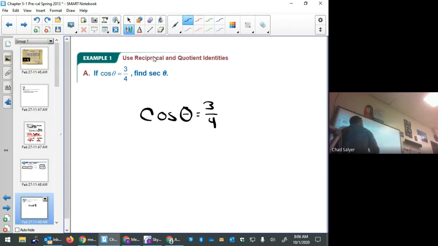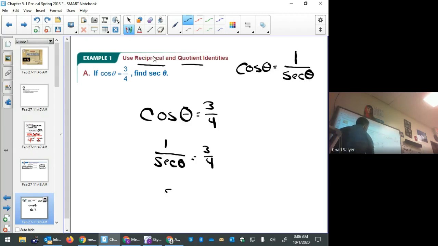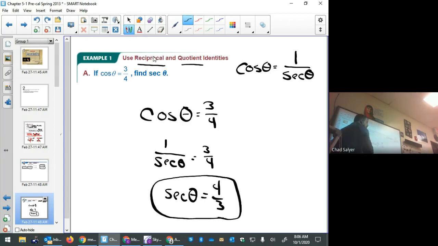But in chapter 5, we need to use the reciprocal and quotient identities. And that tells us that cosine theta is 1 over secant theta. So we'll plug that in for cosine here. And then we're going to take both sides to the -1 power to get this. A little more efficient, maybe. So we have more powerful tools in chapter 5.